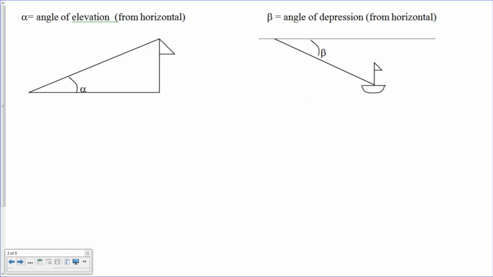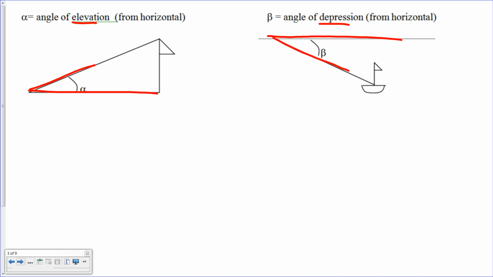Angle of elevation is elevate. Elevate means to go up, elevator. And so what you're thinking about is starting from the horizontal and going up to the line of sight. So that angle is going to be the angle of elevation. Similarly, angle of depression, you're depressing something, you're pushing it down. It means you're starting from the horizontal and going down to the line of sight.